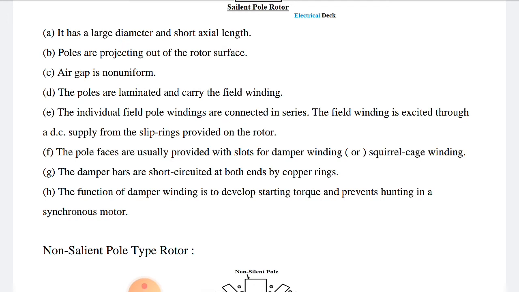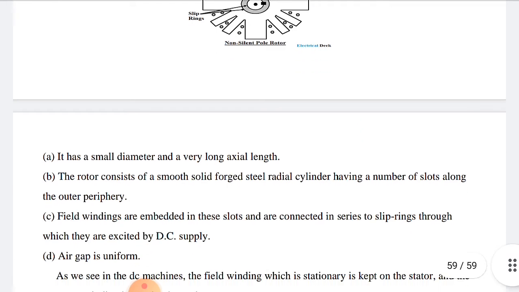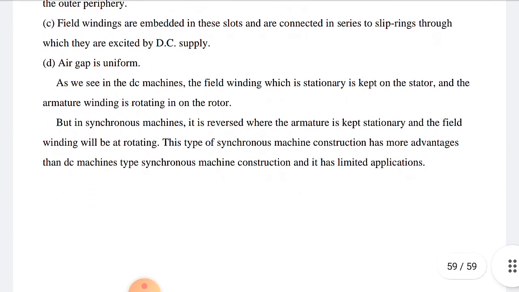And second one is non-salient pole type rotor. In non-salient pole type rotor, there is a small diameter and very long axial length. The rotor consists of a smooth solid forged steel radial cylinder having a number of slots along the outer periphery. Field windings are embedded in these slots and are connected in series to slip rings through which they are excited by DC supply. Air gap is uniform.